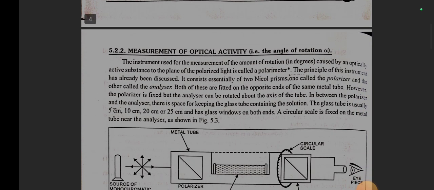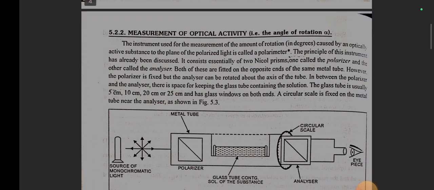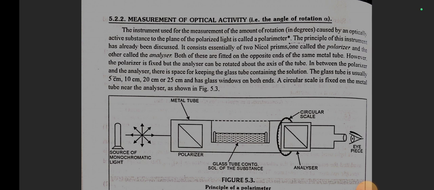The instrument used for the measurement of the amount of rotation in degrees caused by an optically active substance to the plane of the polarized light is called a polarimeter. The principle of this instrument has already been discussed. It consists essentially of two nicol prisms, one called the polarizer and the other called the analyzer. Both of these are fitted on opposite ends of the same metal tube.